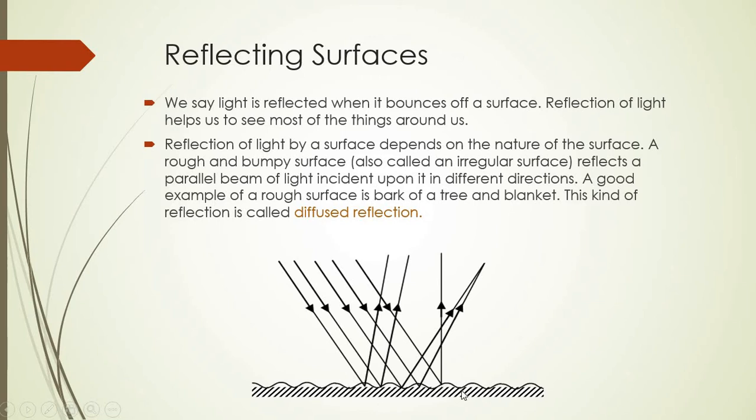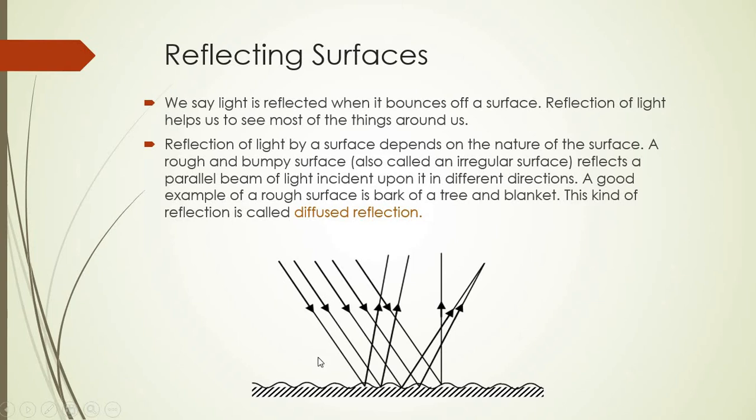Like irregular, for example, wood is also an irregular surface. With the blanket, these are irregular surfaces. So whenever the incident rays, which as you can see are parallel to each other, fall on this bumpy, irregular surface, after reflection they are reflected into different directions.